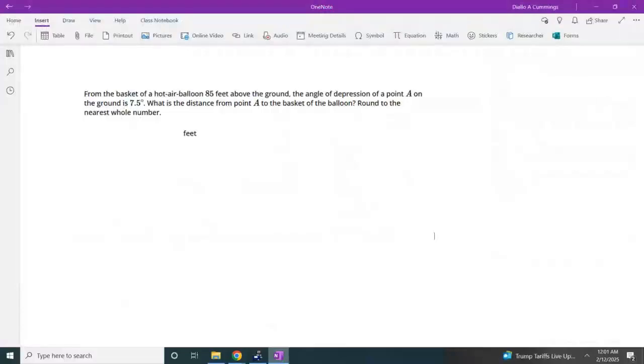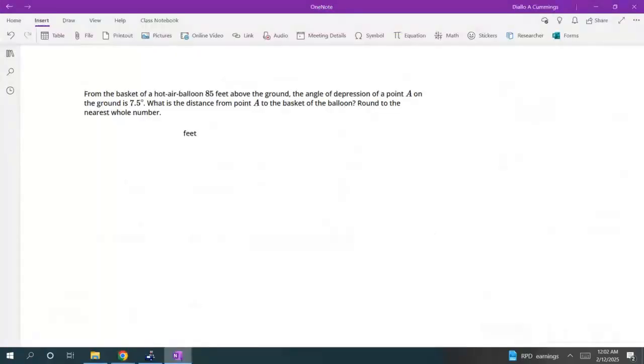We're asked, from the basket of a hot air balloon 85 feet above the ground, the angle of depression of a point A on the ground is 7.5 degrees. What is the distance from point A to the basket of the balloon? Round to the nearest whole number.